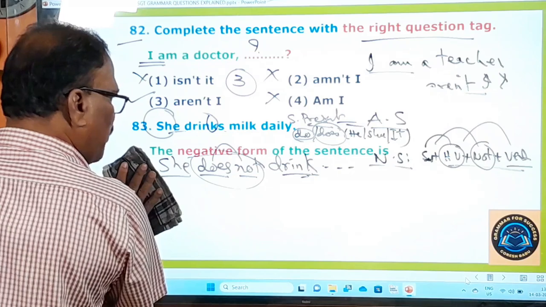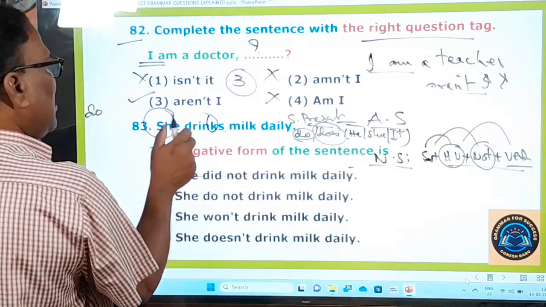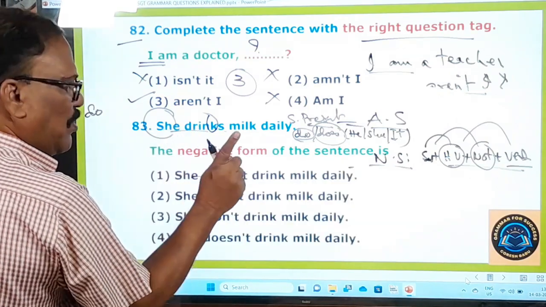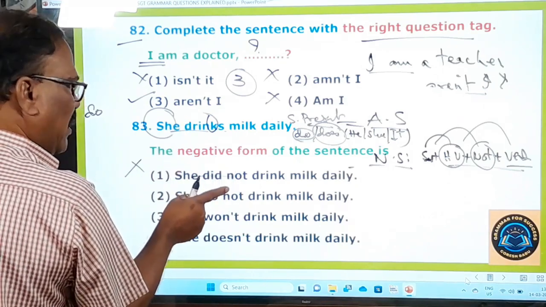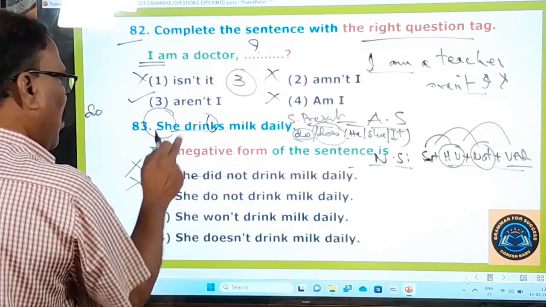Now let us look at the options given. "She did not" is wrong, because this is in the simple present tense. "Did not" is used, therefore this is wrong. And when you change this into a simple negative sentence, you do not use "do not."